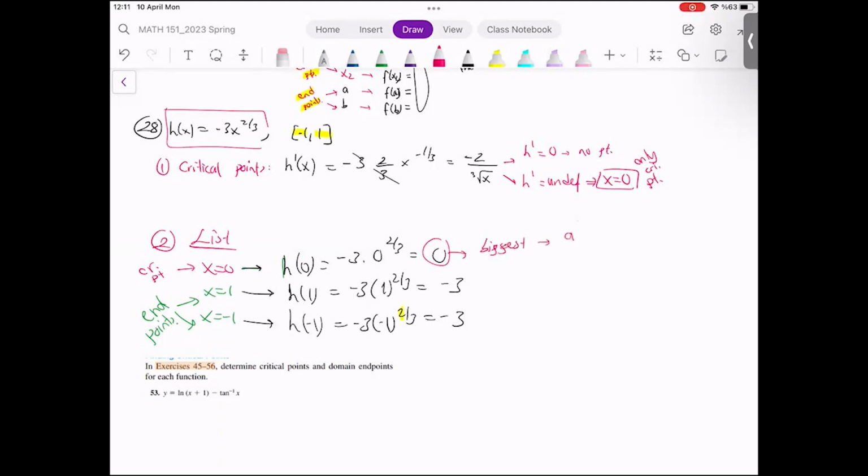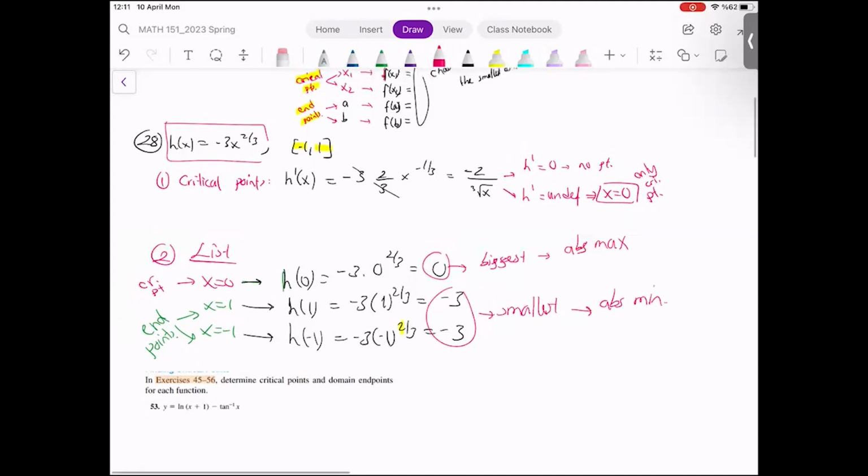Then it is the absolute maximum value. I call it the absolute max. These two, both of them the same, are the smallest. That's why I will call them the absolute minimum value of this function. Okay? So you see this step.